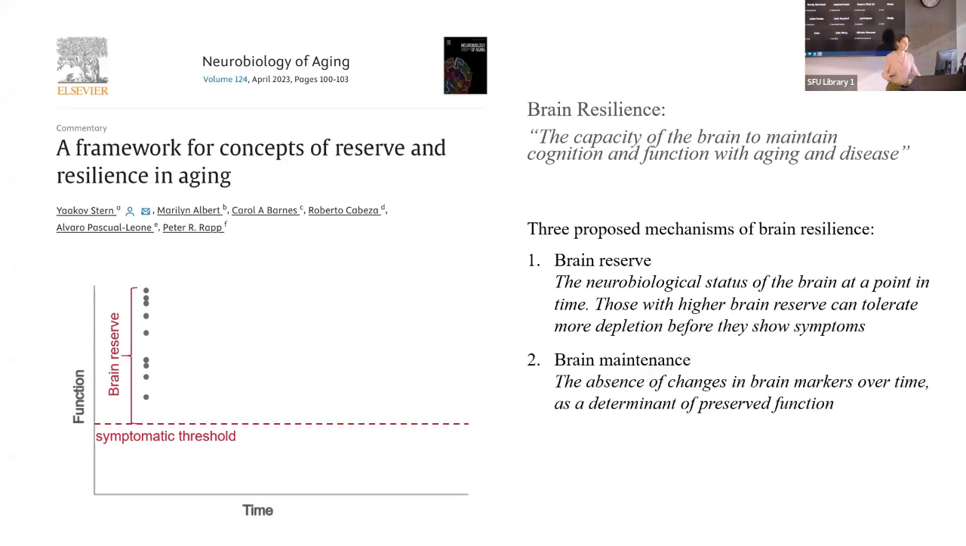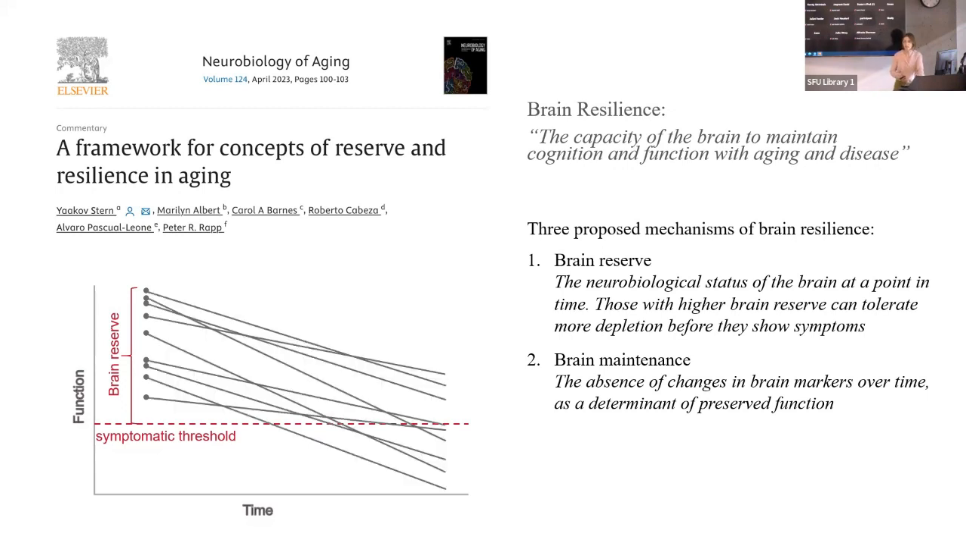There's also this concept of brain maintenance, which might be the absence of change in brain marker over time as a determinant of preserved function. So in other words, if brain reserve is thought of as the intercept between function and time, then brain maintenance might be the slopes, the speed at which you're declining over time.